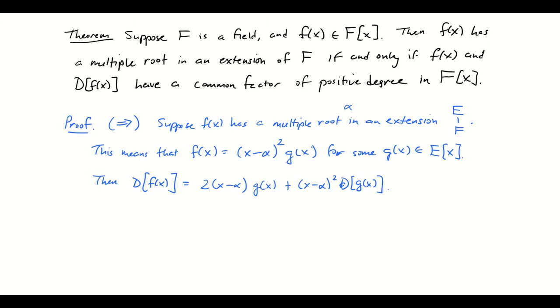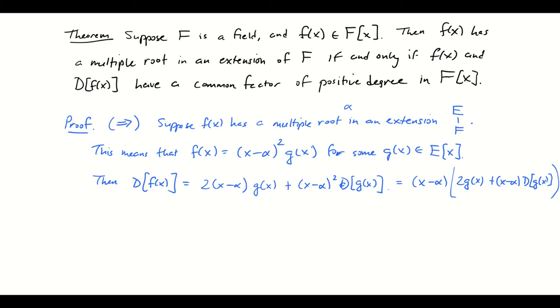Okay, and what do we notice about all of that? That all has a common factor of (x minus alpha). So that's (x minus alpha) times [2g(x) plus (x minus alpha) times the derivative of g(x)]. All right, so what does that mean?